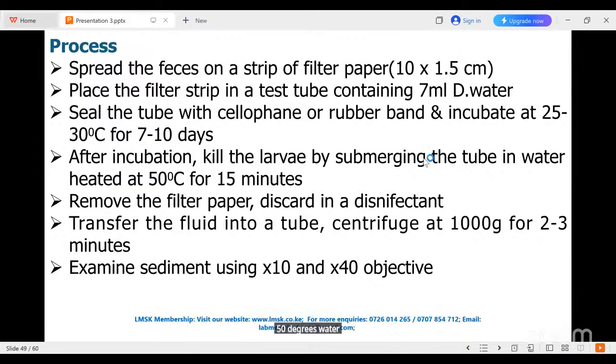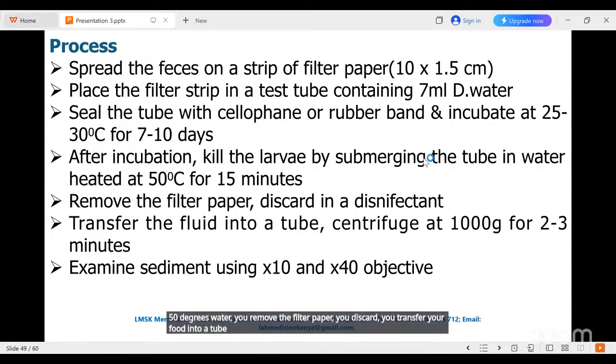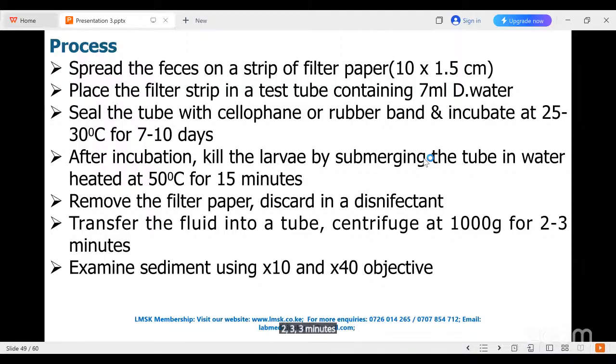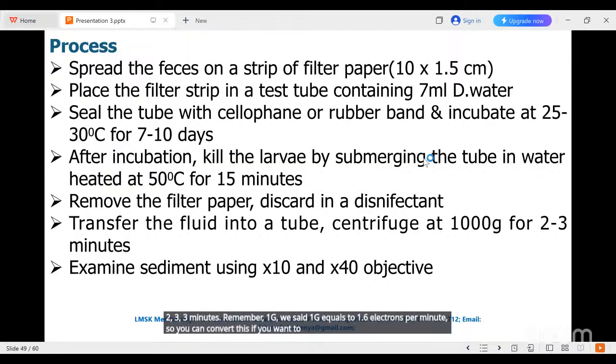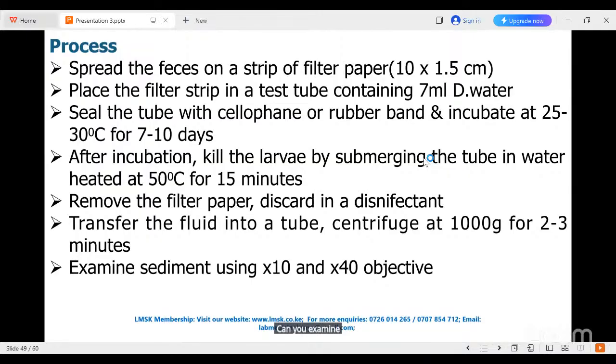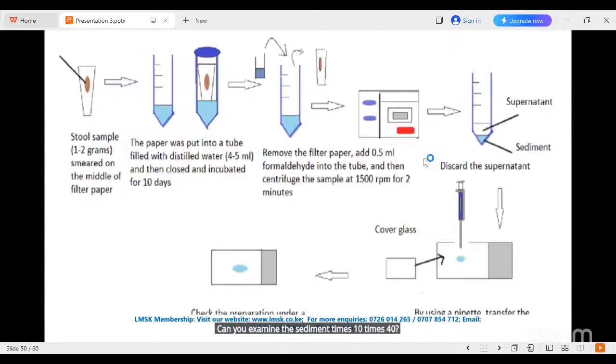You remove the filter paper and discard it, transfer your fluid into a tube, and centrifuge at 1000 G for 2 to 3 minutes. Remember, we said 1 G equals 1.6 revolutions per minute, so you can convert this if you want to get RPM. Then you examine the sediment at times 10 and times 40. This is just a simple explanation of the process.